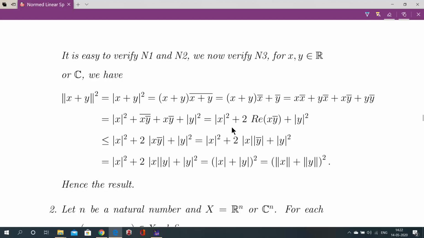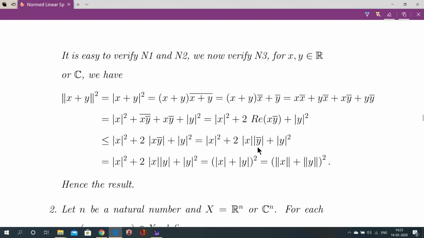Which is further less than or equal to, you know that the real part of z is less than or equal to the modulus of z. So using that property, we have this is less than or equal to modulus of x squared plus 2 times modulus of x into y bar plus modulus of y squared, which is equal to modulus of x squared plus 2 times the modulus of x into modulus of y bar plus modulus of y squared.